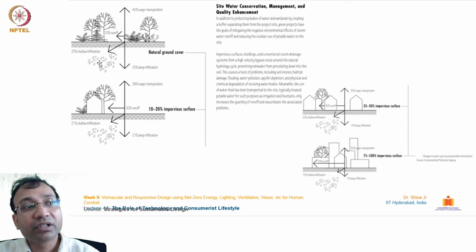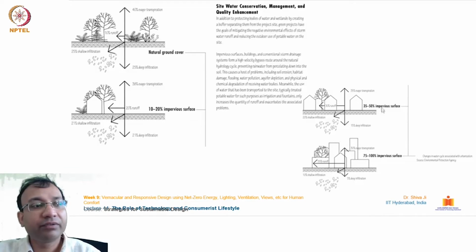You can see in these illustrations, here with 25% shallow infiltration, and 40% goes to transpiration through the plants and the overall surface. 10% of water goes as runoff in this condition, when there is ample vegetation, a natural ground cover. In the second one, there is a 10 to 20% impervious surface. Here only 21% goes to shallow infiltration, 20% goes to runoff, and 21% goes to deep infiltration.